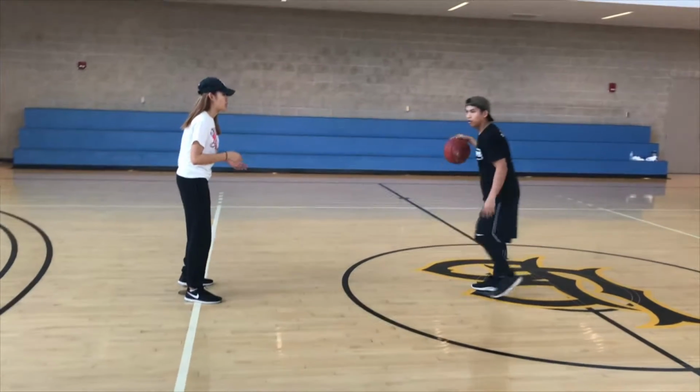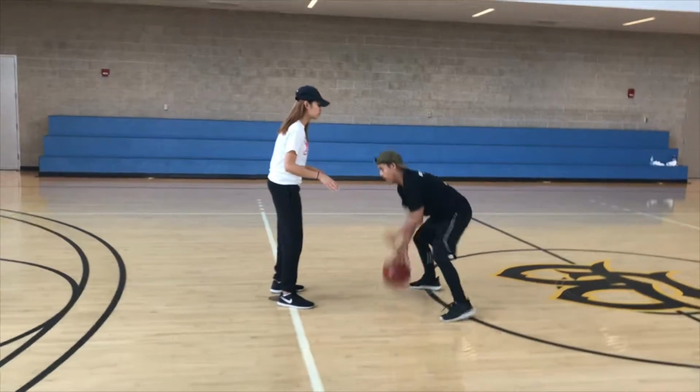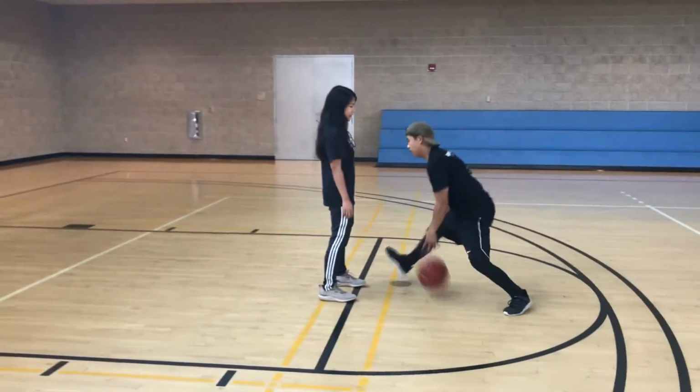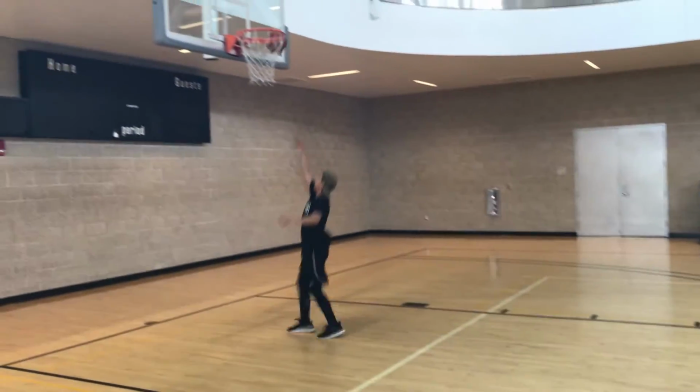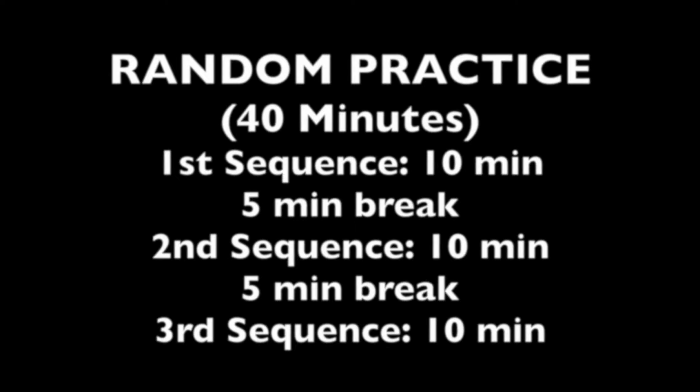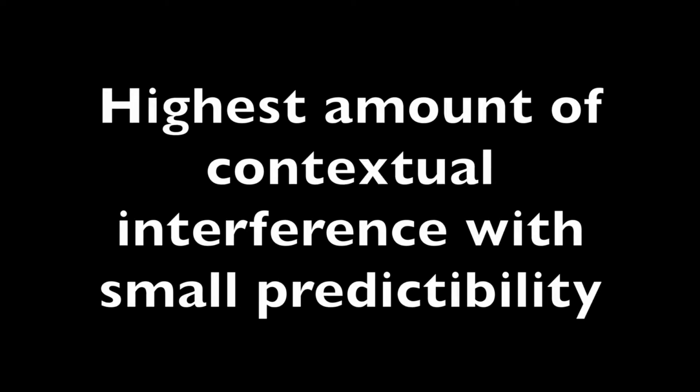In random practice, the performer will execute the 3 motor skills in a random order, alternating with dribbling, crossovers, and layups for 10 minutes. After the first sequence, a 5-minute break will be taken before executing the second and third sequence. Random practice has the highest amount of contextual interference and very little predictability.